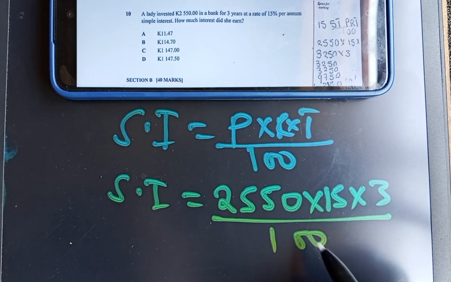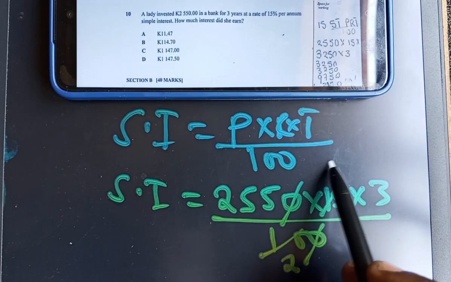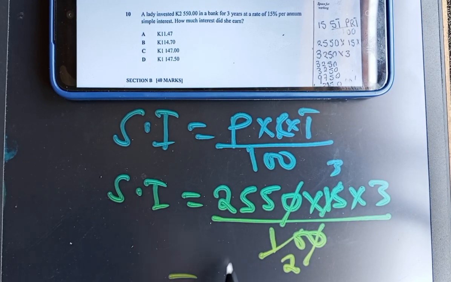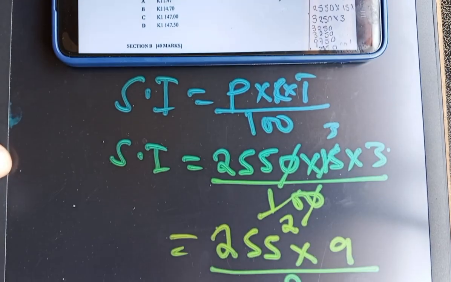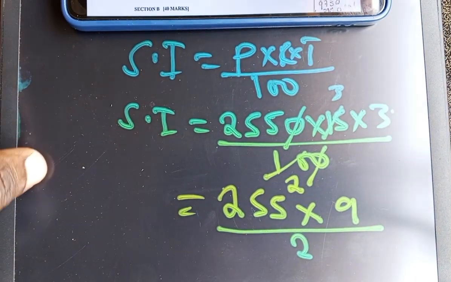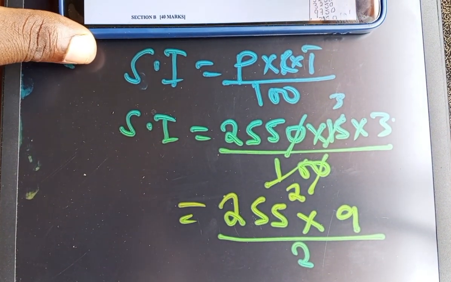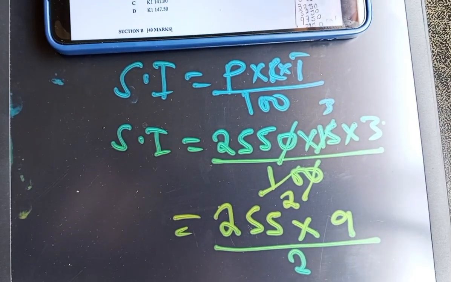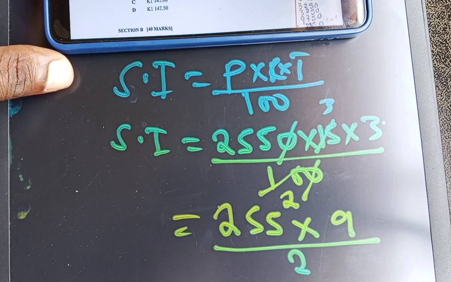We can simply reduce. A 0 and a 0 will cancel. There's a 10 here and a 15 here. 5 into 10 is 2. 5 into 15 is 3. So what are we having here? 255 times 3 times 3. We have a 9 here, all over 2. Let's work it out together. We copy nicely here. So we are going to have 255 times 9 over 2.